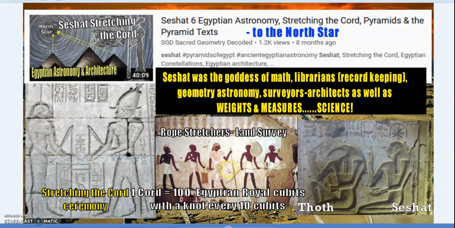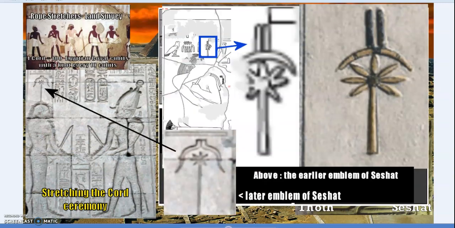But the cord that they used was 100 Egyptian royal cubits, with a knot every 10 cubits. So 100 divided by 10. Essentially a decimal system, very much like in Mohenjo-Daro, in these very ancient civilizations, which we don't usually connect to decimalization. Usually we think of the 12 inches, but there are connections there.